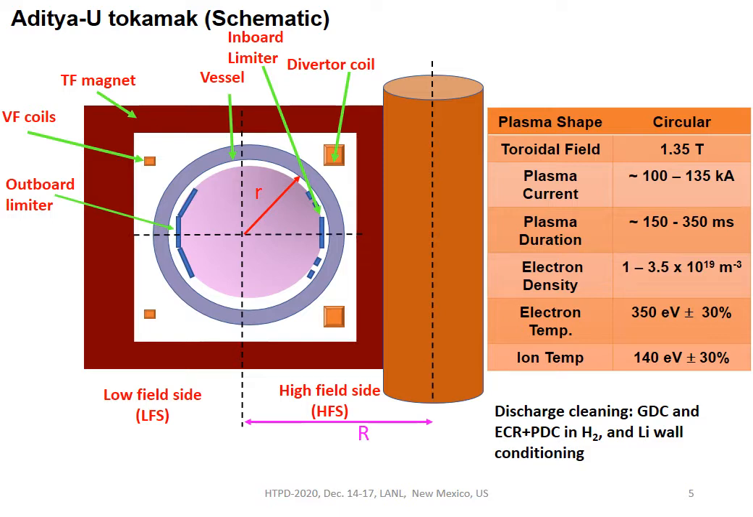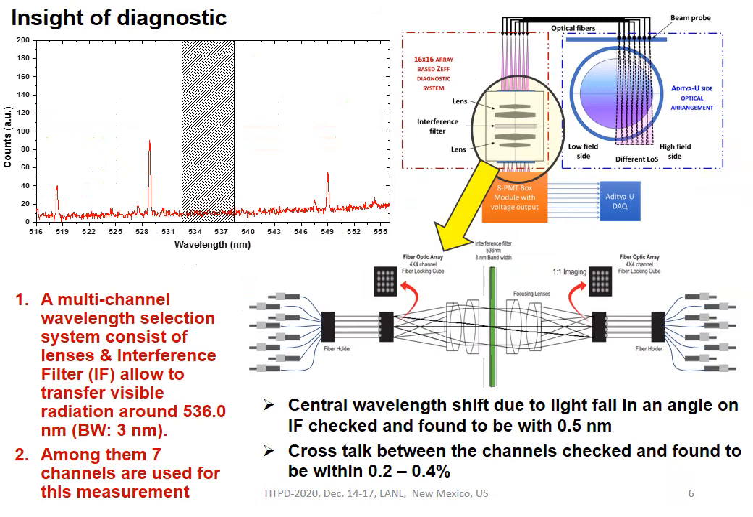The plasma parameters are: the toroidal field which we are operating is 1.35 Tesla, plasma current 100 to 135 kiloampere, plasma duration 150 to 350 millisecond, electron density, and electron temperature 350 eV. We are normally doing discharge cleaning using glow discharge cleaning, ECR plus PDC discharge cleaning, and many times we do lithium wall conditioning to improve the quality of the tokamak plasma.